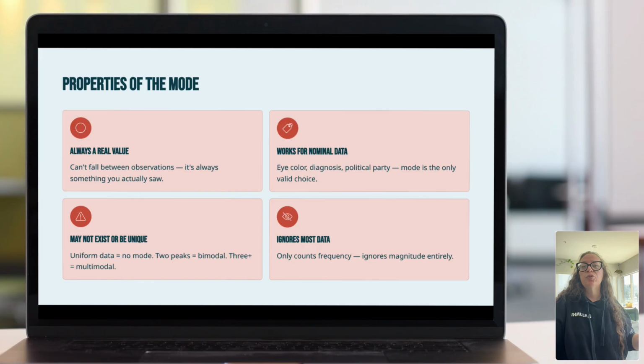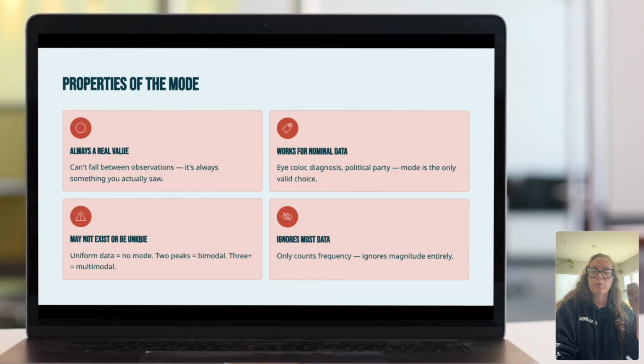So the mode is most appropriate to use when you have nominal or categorical data. It's the only appropriate choice for those. Eye color, diagnosis, political party, your favorite color, these require the mode. If you want a quick summary of what's most common, you use the mode. Maybe you want to supplement the mean and the median with additional information. That would be appropriate to use the mode.